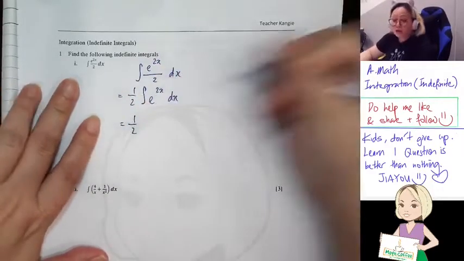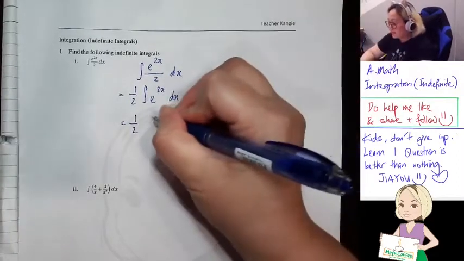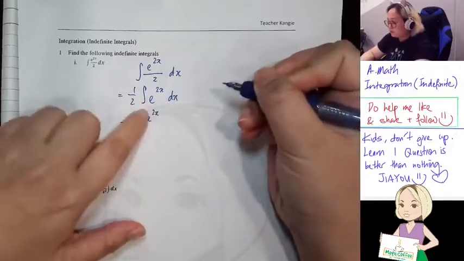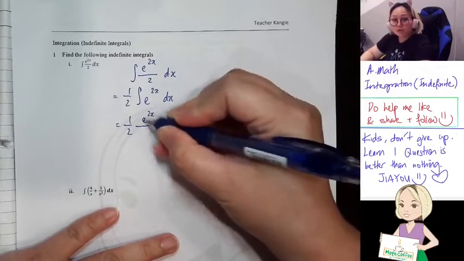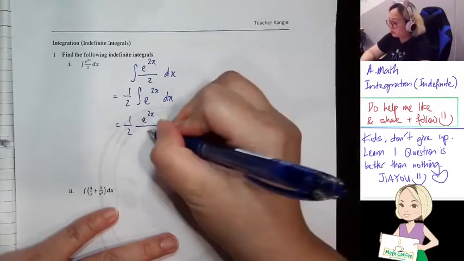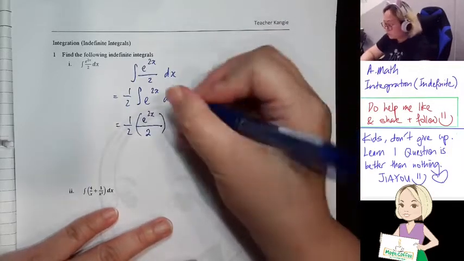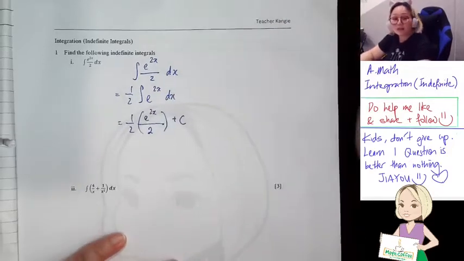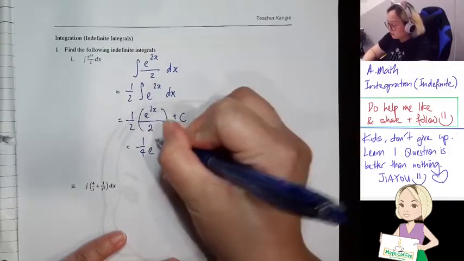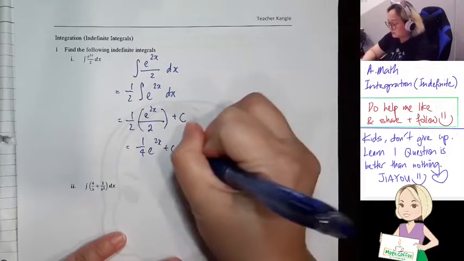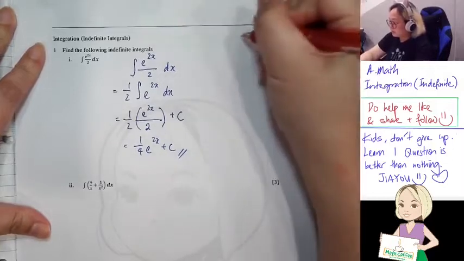So this is how you integrate exponential. Exponential is very straightforward. You just keep the same, which is e to the power of 2x, over differentiate the power. To differentiate 2x, you get 2, so the 2 you put at the denominator. Because this is an indefinite integral, you need to remember to put a plus c. So in the end, when you simplify this, you get 1/4 e to the power of 2x plus c. Done.